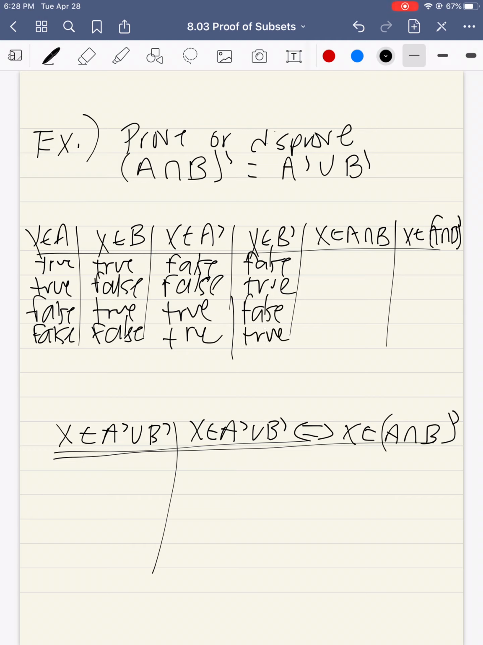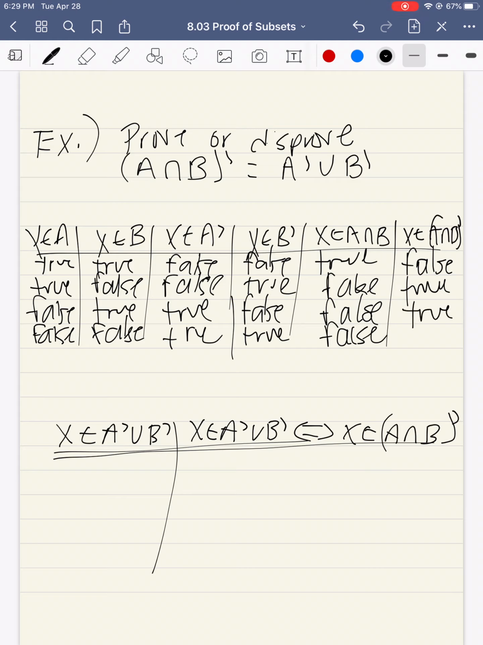Then intersection here, again, this works just like and. So the only time that this would be true is if both statements are true. So we have true, false, false, false. And then the complement of this would be false, true, true, true.